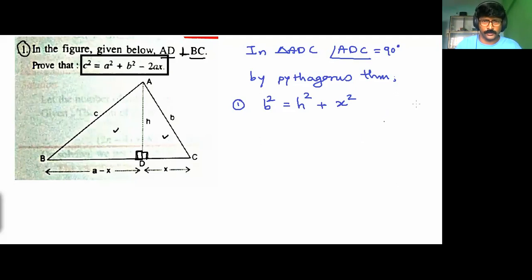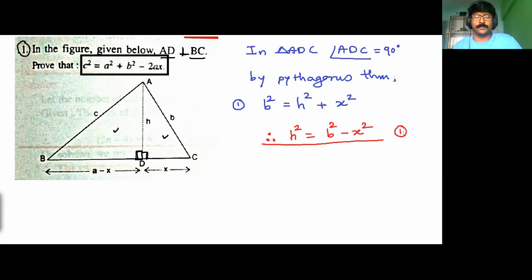What could be another triangle? Or else you can make one more statement over here. Therefore, h square is equal to b square minus x square. This you can say is statement number 1, or you can say statement number 2 also. Say this is statement number 2.